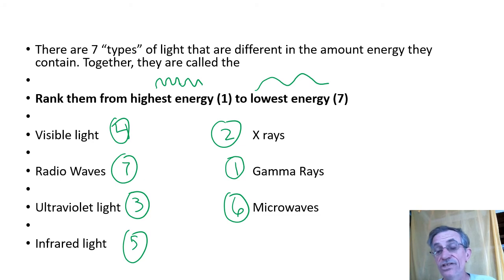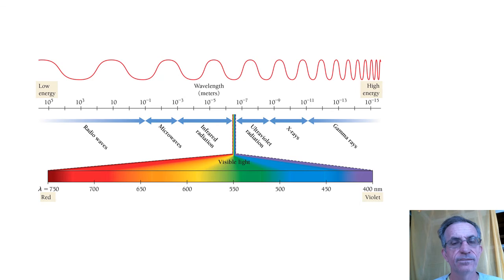All right, so if we put that all together, when we think about all the different kinds of light and rank them from high energy to low energy, this is what you come up with. So this ranks light from high energy to low energy. So again, high energy is when the peaks are close together. And on this diagram, that is the far right side of this diagram. See how close those peaks are? That's high energy light. And just like I talked about, that's gamma rays.